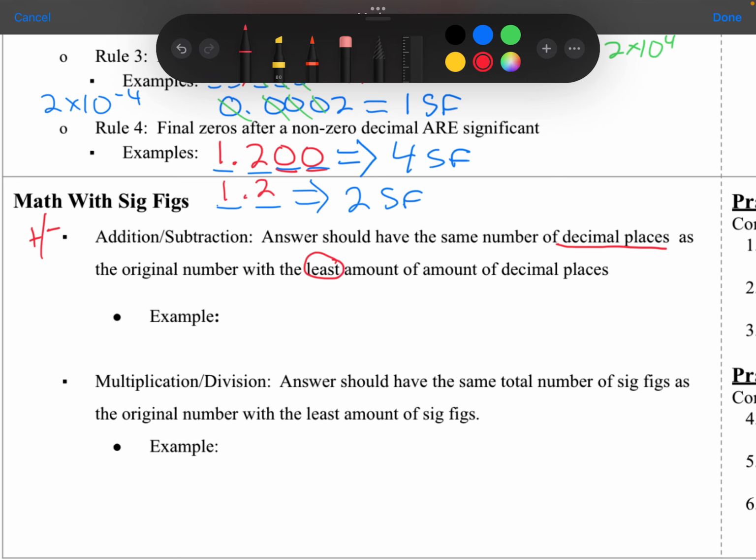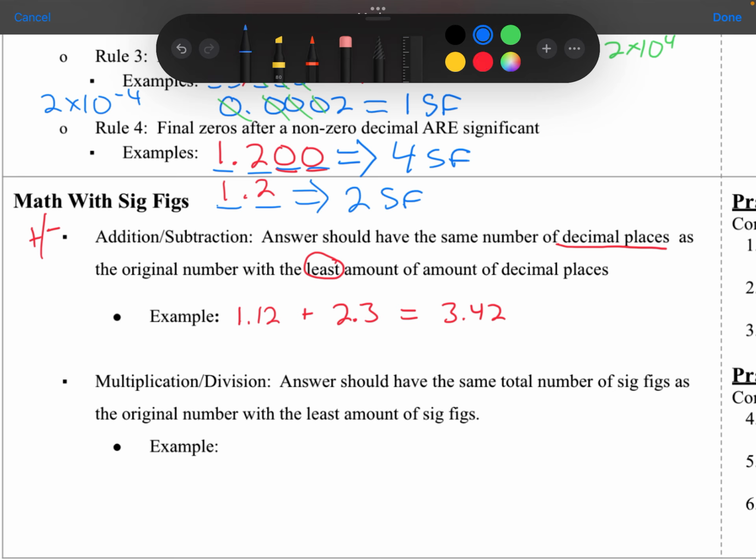Okay, so again, a little bit of confusing, but let me point out what that means. Let's say we're doing the problem 1.12 plus 2.3. If I plug that into my calculator, I'm going to get 3.42. But we need to ask ourselves, do I need to round this answer off at all to match the accuracy of the numbers in my question? And yes, in fact, you do.